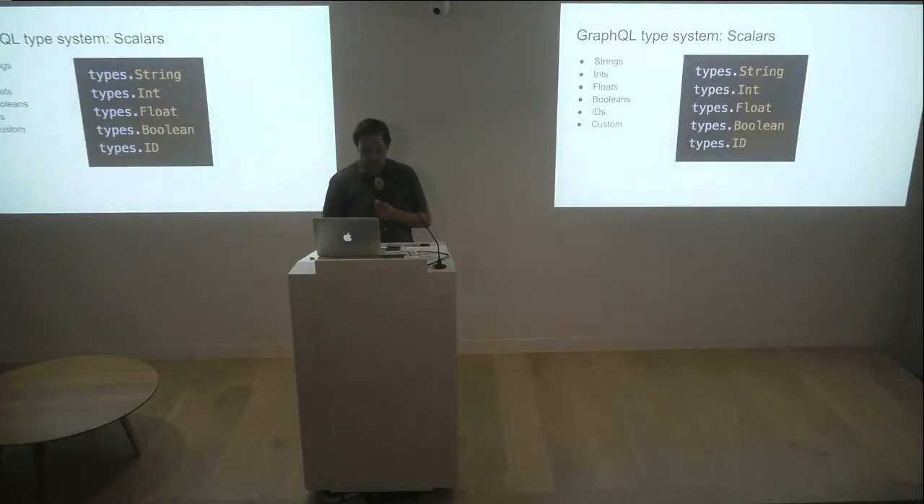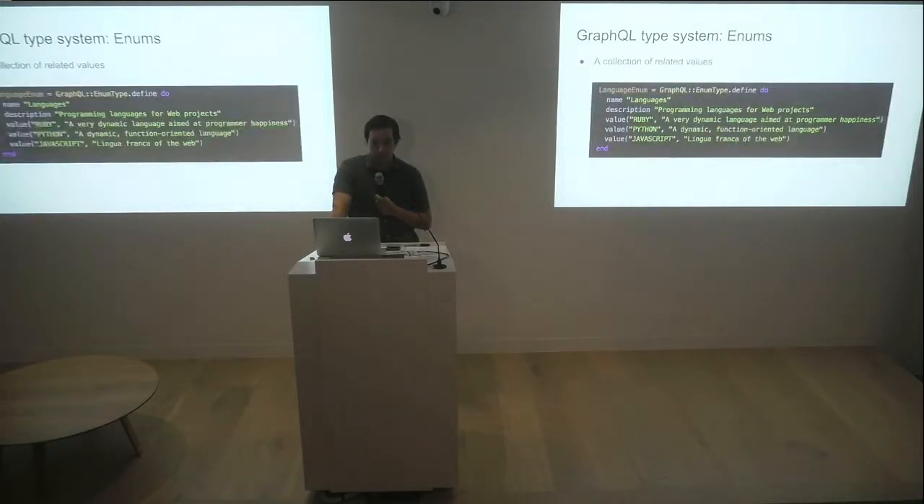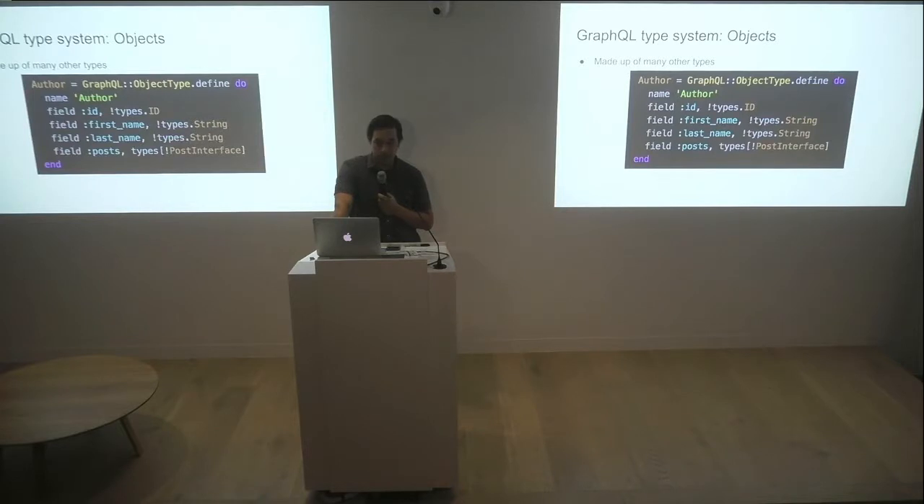Just quickly, we'll go through scalars, things like strings, integers, floats, booleans, IDs, and custom scalars that you can create yourself. Enum is a collection of related values. So here's programming languages, could be Ruby, Python, JavaScript, whatever. An object is basically a type made up of other types. So you might have an author type, or maybe that's a user type that has an ID, which is a type of an ID, a first name, which is a string, a last name, which is a string, and it might have an array of posts, perhaps.